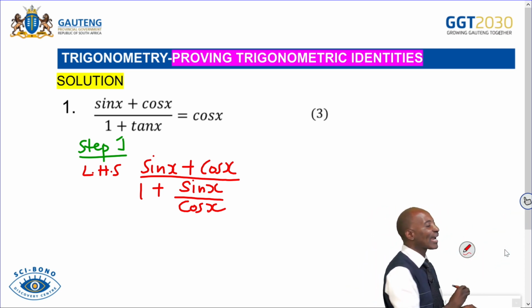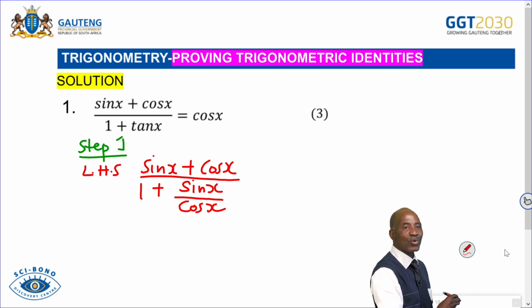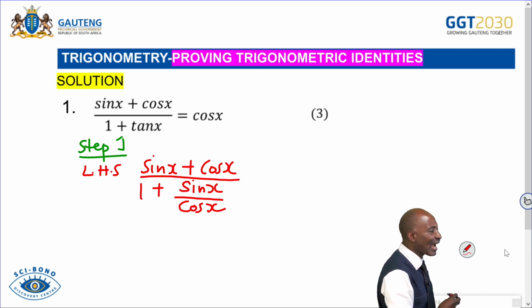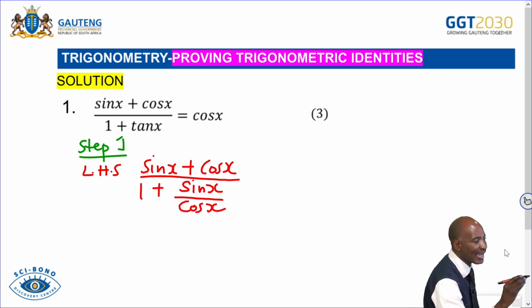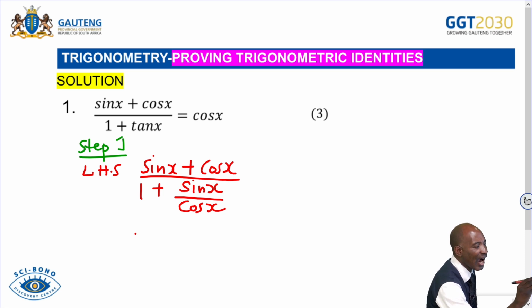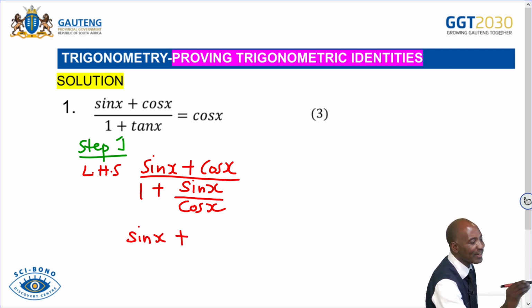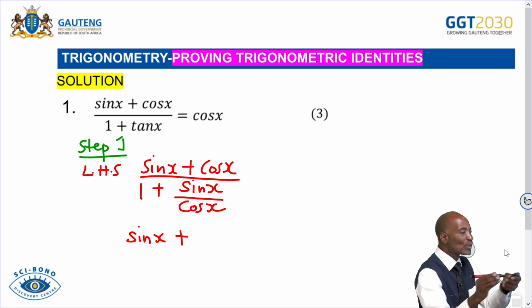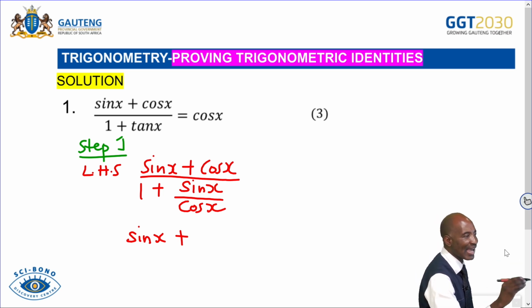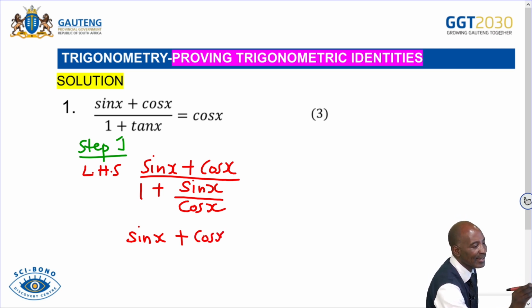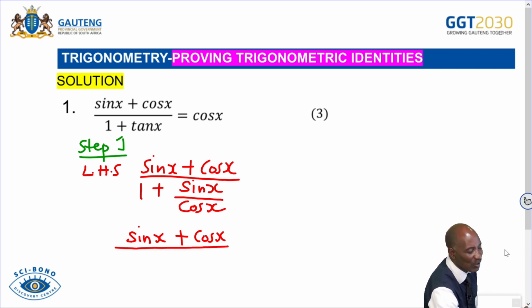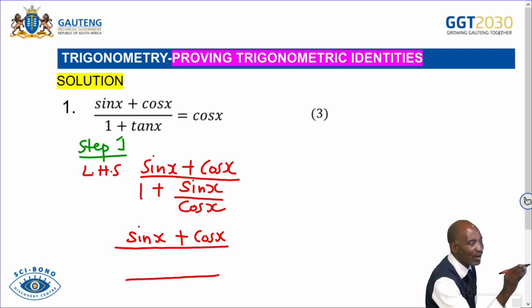I've broken down tan x into sine x divided by cosine of x. Then I realize that these are fractions. If you think you are going to have a problem with so many fractions, you can use a different approach. Sine x plus cos x divided by, I want to combine my denominator by using a common denominator.